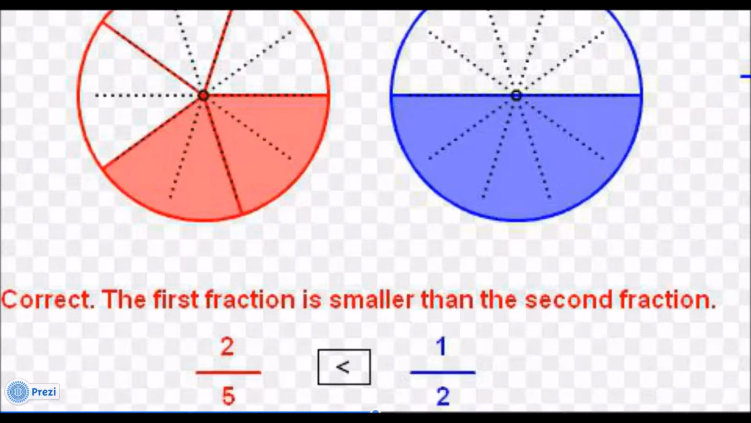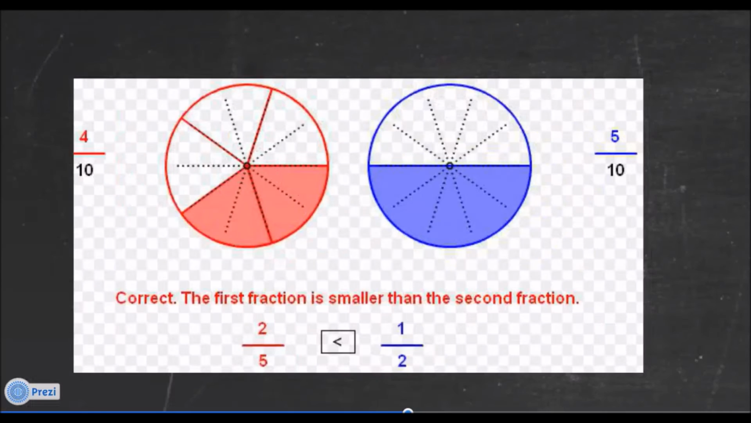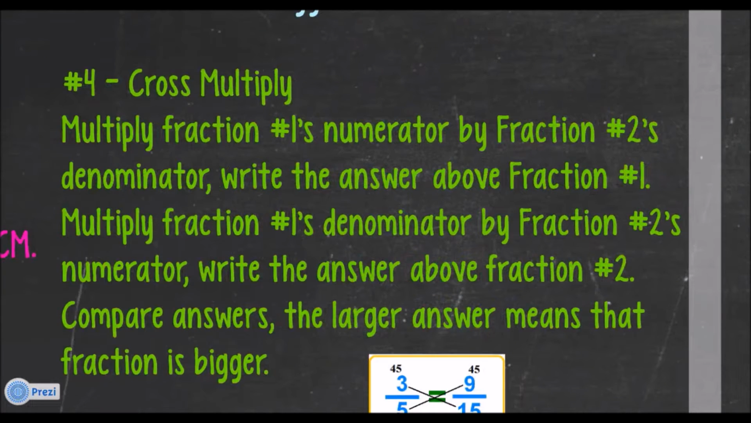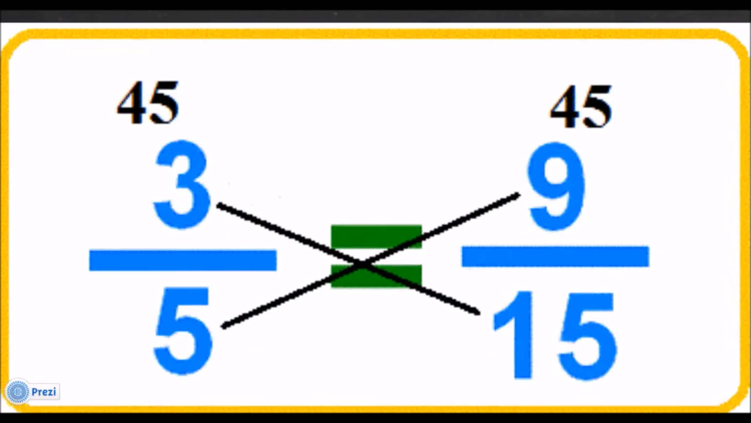Alright, we're back for part 2, and we have one more method for comparing fractions. Okay, this is a little trick as well. It's called cross multiplying. You can go back and read these directions, but I'm actually going to show you on the picture because I think it makes more sense. Okay, so I have two fractions. As you can see, their numerators are different and their denominators are different.